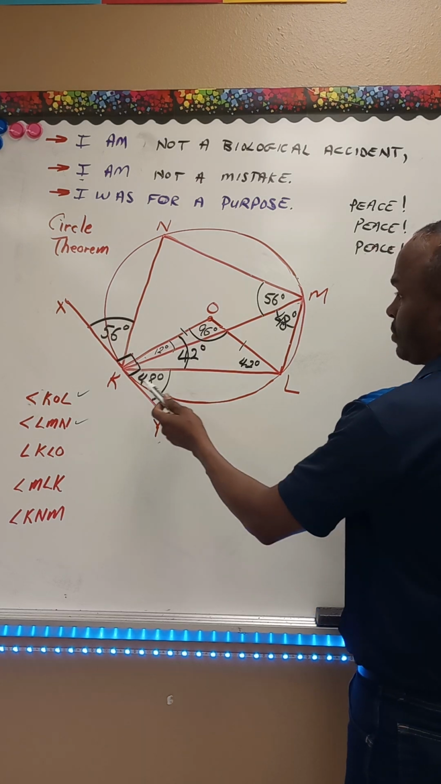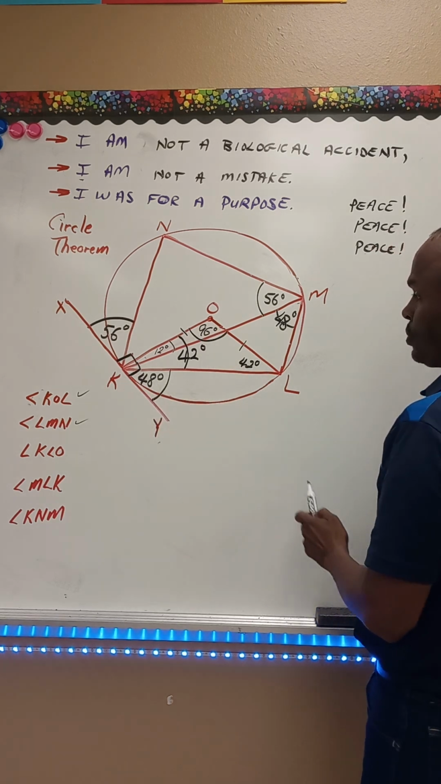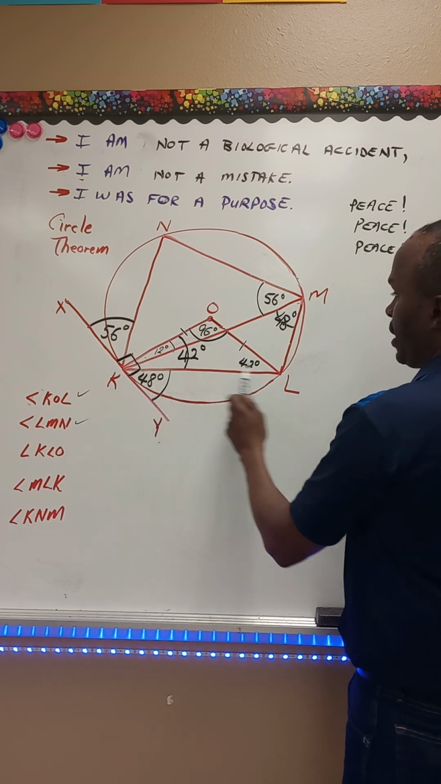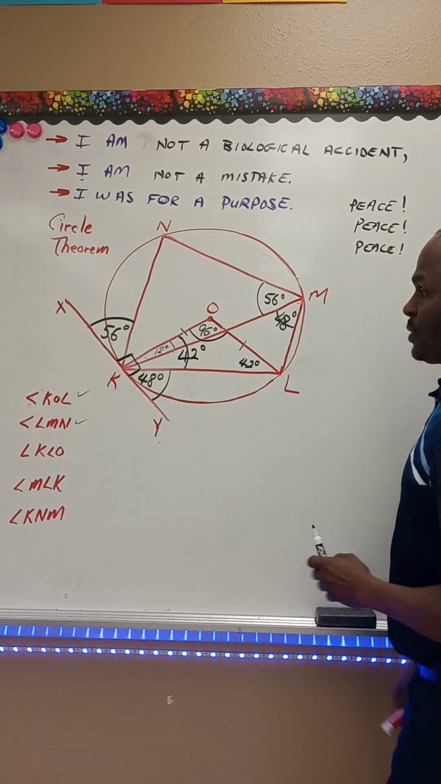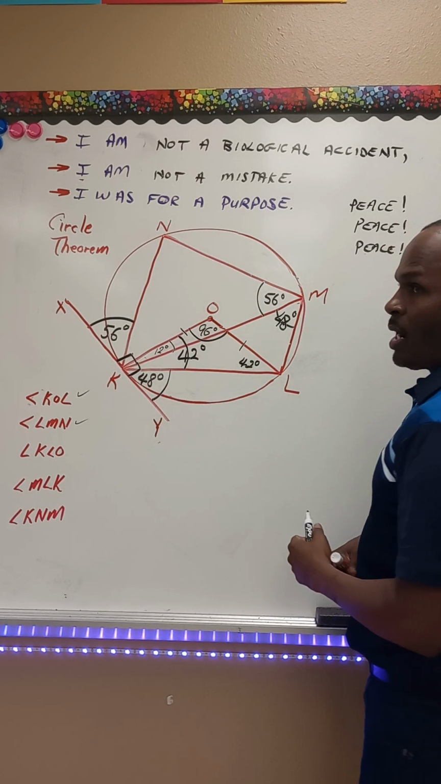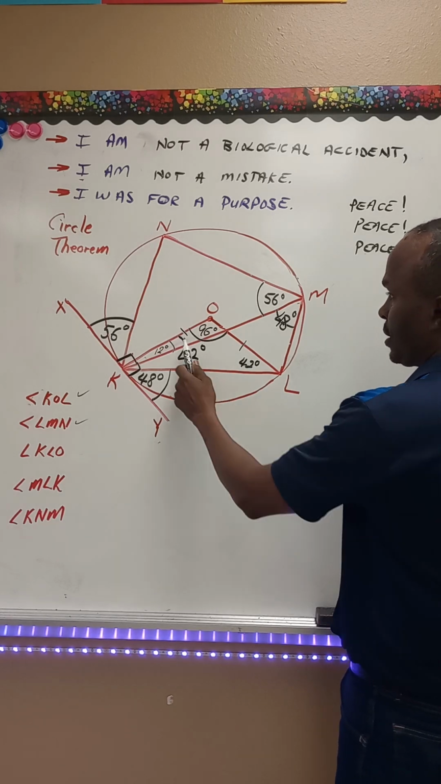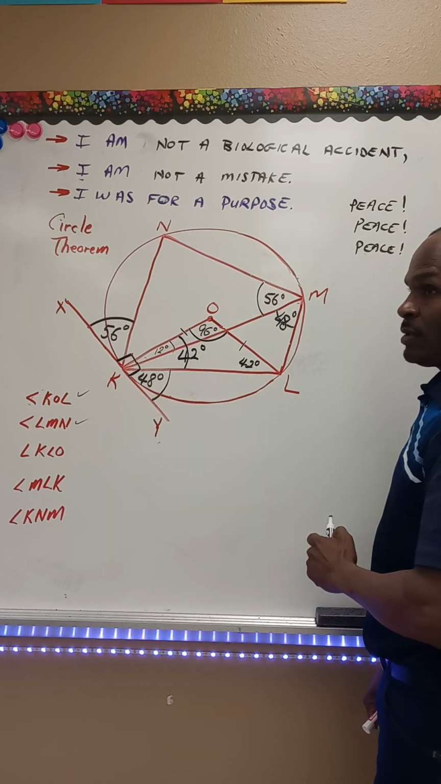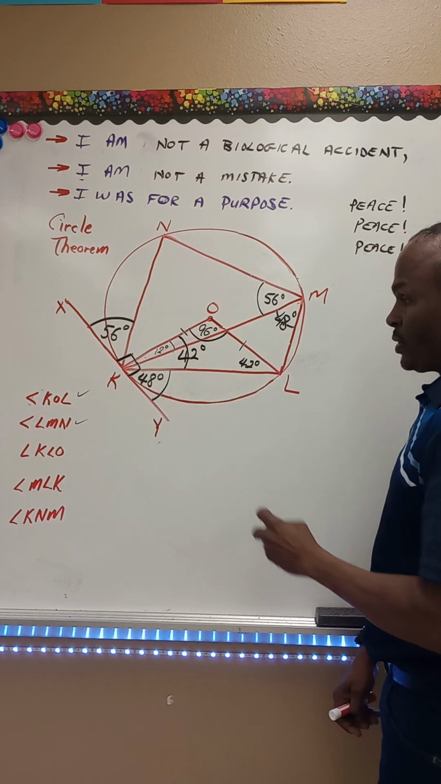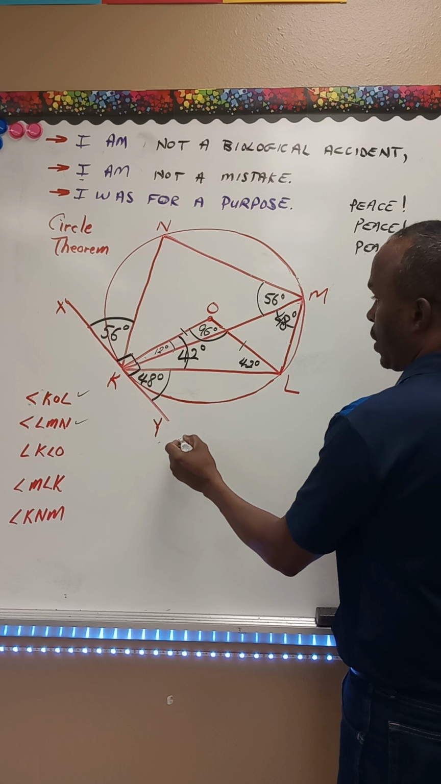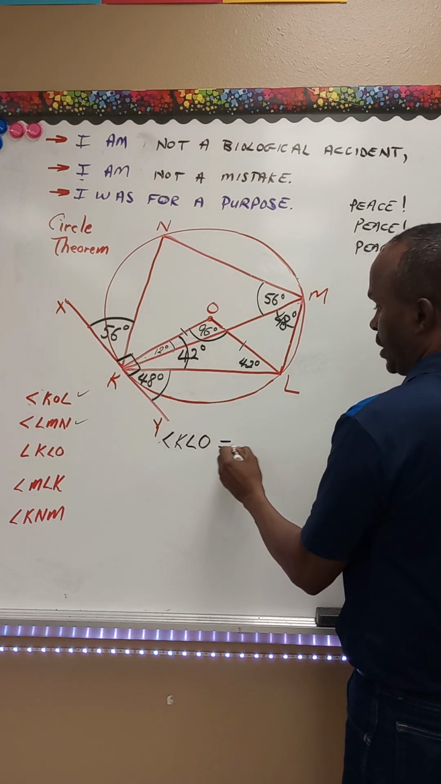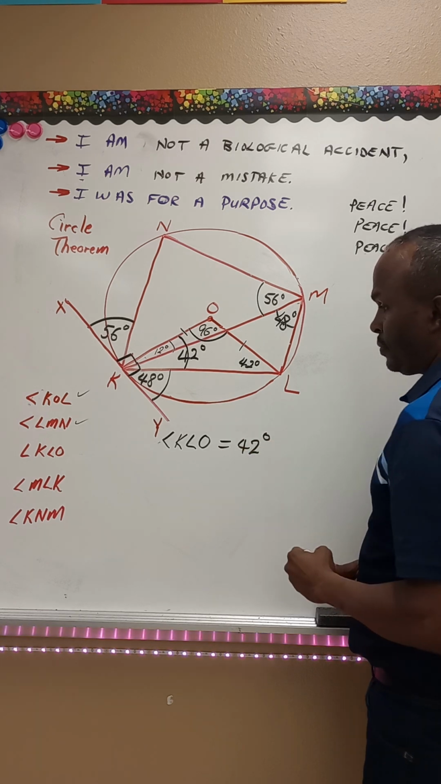If angle OKL is 42, and angle KLO is positioned like this here, and OL and OK are radii, it simply means that this is going to form an isosceles triangle. So this angle at L and this angle at K are going to be equal to each other. So angle KLO is equal to 42 degrees. Good.